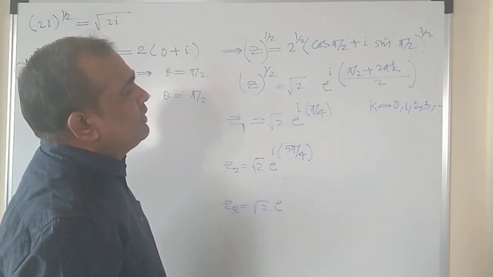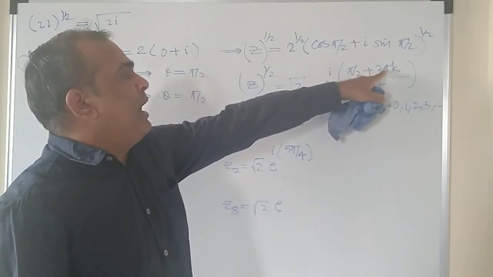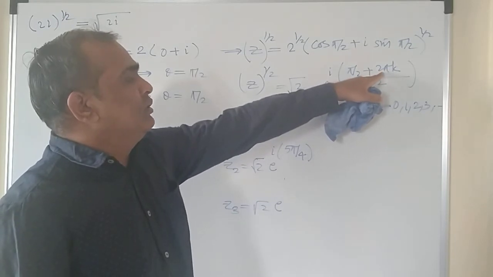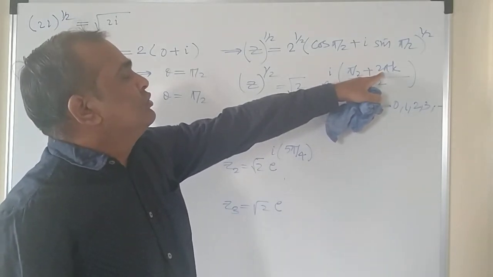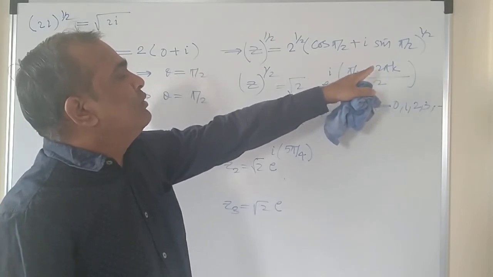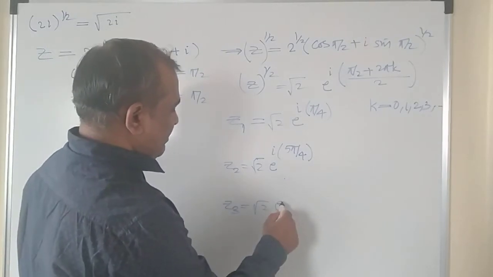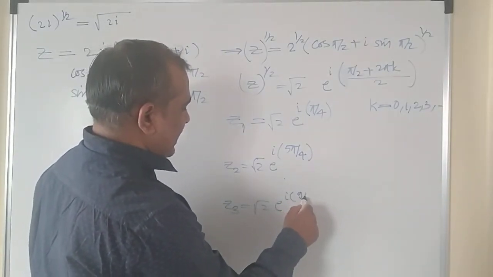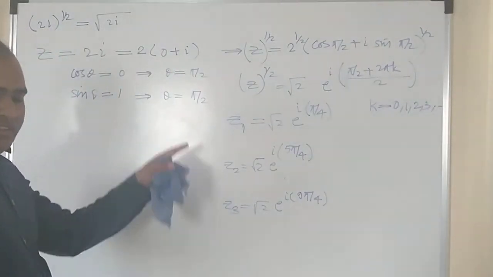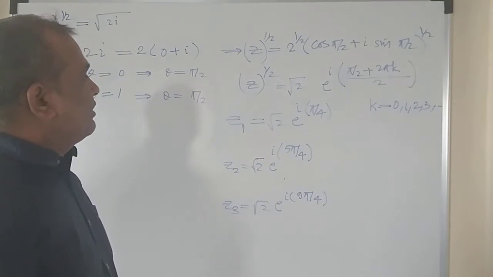If you put the value of k equal to 2 in this equation, you will get 4 pi, right? 4 pi, but you need here at the denominator 2. So 4 pi by 2 multiplied by 4, that is 8 pi by 2. 8 pi by 2 plus 5 pi by 2, that means 9 pi by 2. So this will become I times 9 pi by 4. Got it? So these are your three roots of the given complex number.